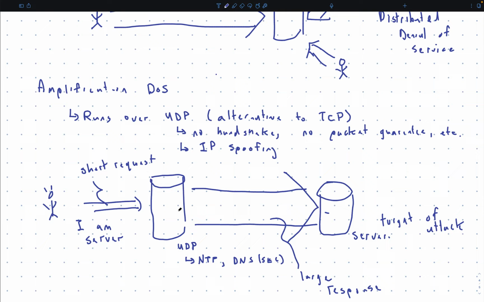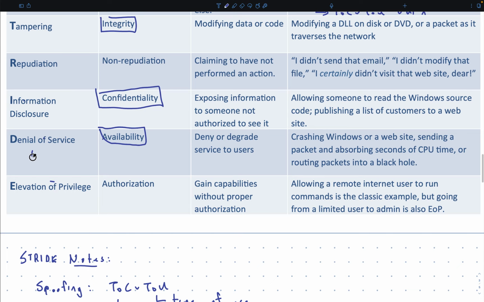That's kind of the more advanced version of denial of service. So we sort of went from DoS to DDoS to amplification, and then what's going to come next? Who knows?